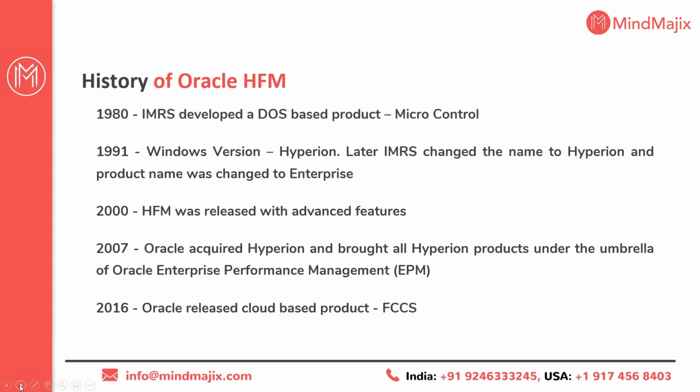So they purchased Hyperion and brought all the Hyperion products under one umbrella called EPM, Enterprise Performance Management. In 2016, probably 3-4 years back, they also released a cloud-based version, FCCS. I'll not say that's a fully cloud-based version of HFM, because FCCS is basically used as a strategic finance tool. They also have planning versions of cloud, that is PBCS, EBPCS, and all those.